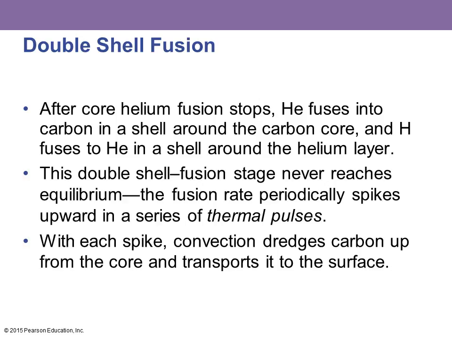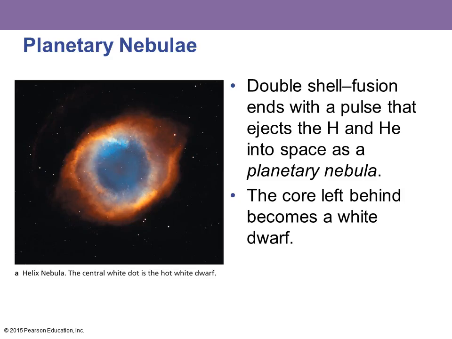So after the core helium fusion stops, helium fuses into carbon. We get a carbon core star, and this double shell fusion stage never reaches equilibrium, so we get pulses of heat, thermal pulses as they're called, and with each spike, convection brings more carbon up from the core and transports it to the surface. So the element carbon, at least what we've seen up to now, is only the product of helium fusion. We see it in no other place in the universe.